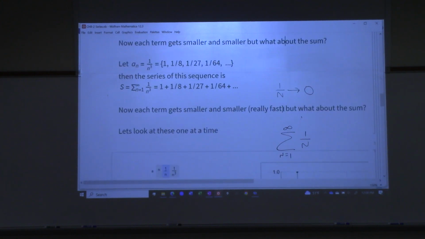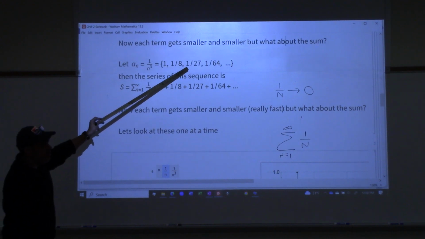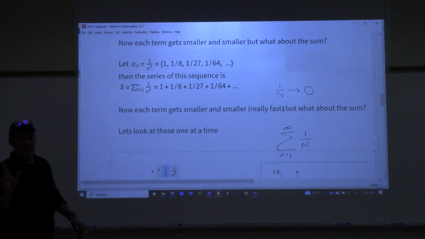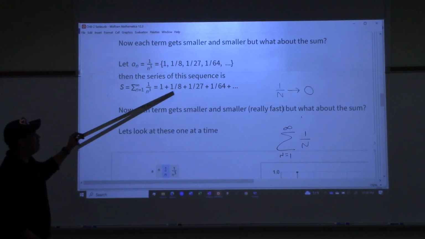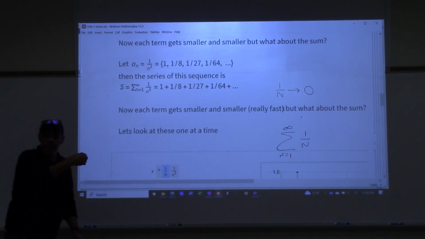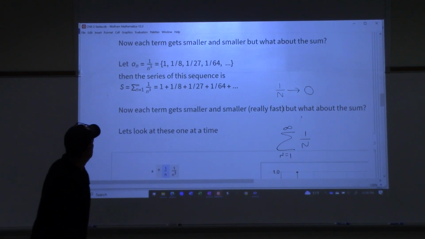Look at this one right here, 1 over n cubed. 1, 1/8, 1/27, 1/64, right? Those are getting smaller. Those are headed to 0. That's not what I'm asking, though. What is the sum of those adding up to be? They're smaller and smaller, but we keep adding more and more and more forever. So does that become infinite or does it converge, right?